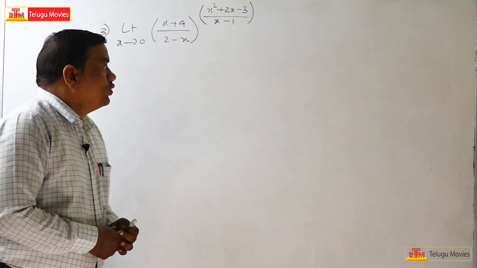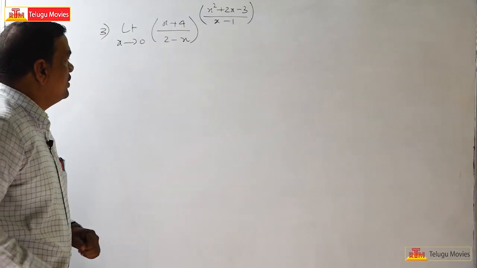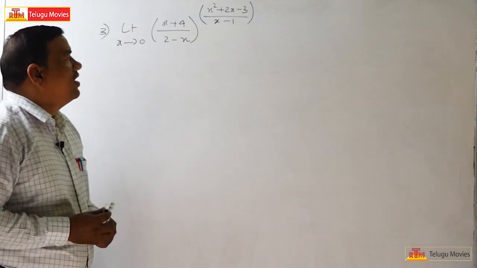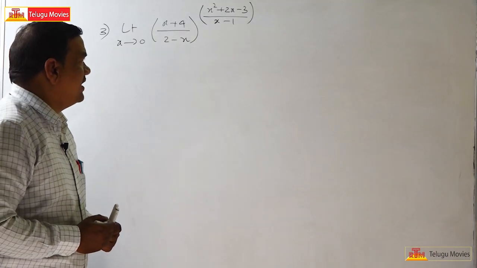Hi students, welcome to this problem. Limit x tends to 0 of ((x plus 4) by (2 minus x)) whole to the power of (x square plus 2x minus 3) upon (x plus 1).